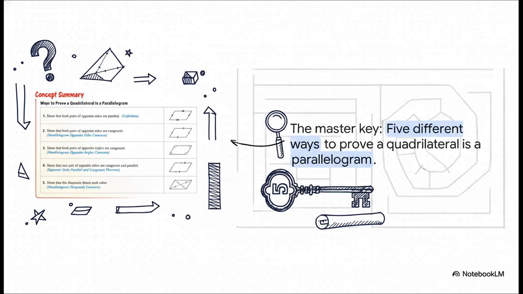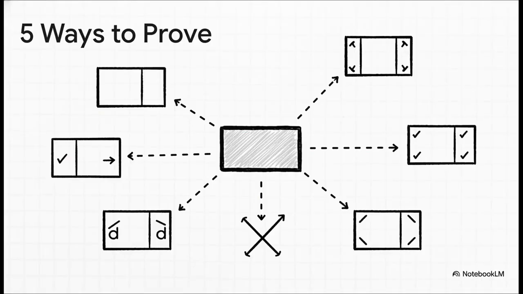This right here, this is your master key. It lays out all 5 ways you can prove a shape is a parallelogram. Think of it as your final case report, the whole solution in one neat package. So you now have 5 powerful tools in your detective kit.